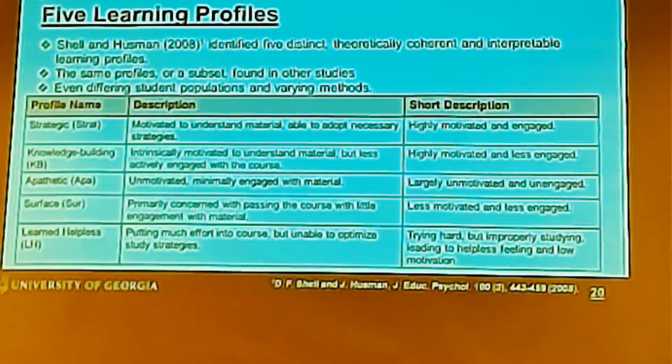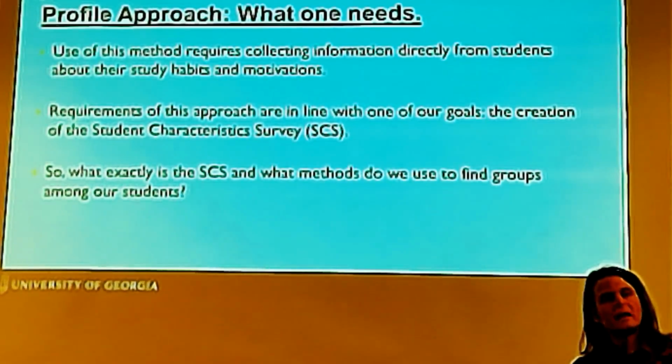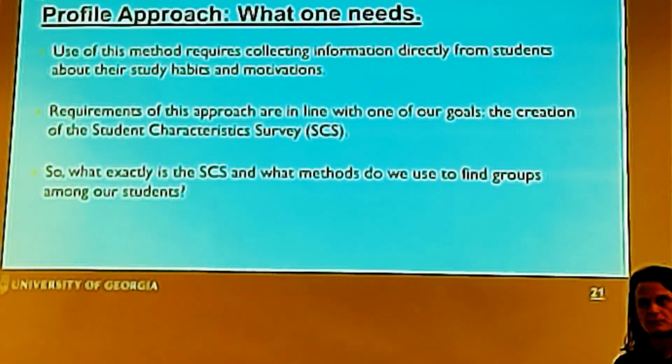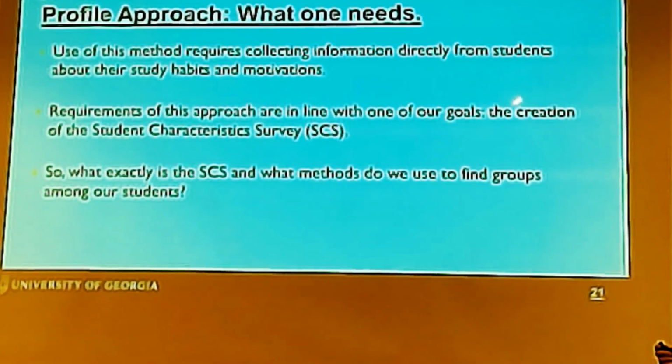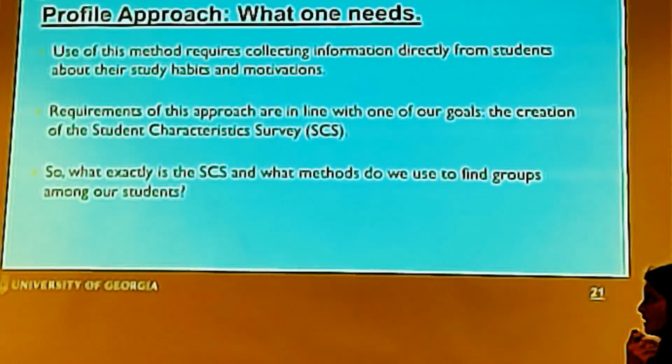Right, so this brings us to using the profile approach. So how do we do this? What we need to do is collect information on individuals directly from the students. So we need to probe how students are approaching their course and what motivates them directly. And how we did this was to develop what I call the student characteristics survey. It's just a survey for each student to take in their course and ask them what strategies they're taking, what motivates them, to get an idea of these psychometric variables that students have when it comes to their introductory physics courses.